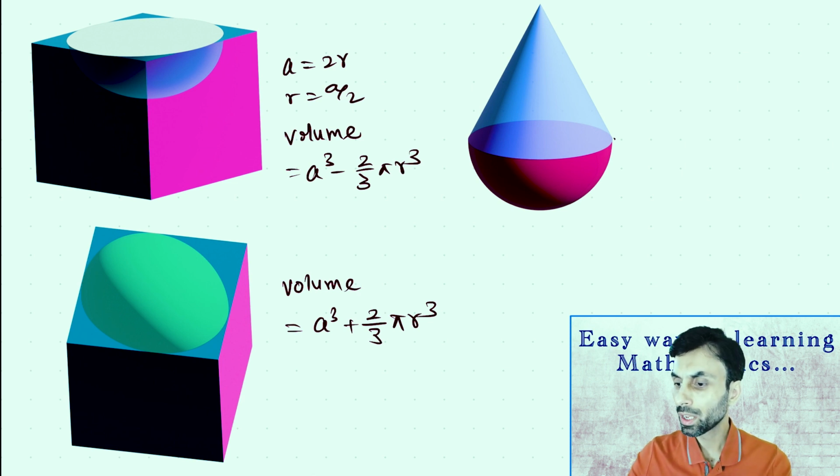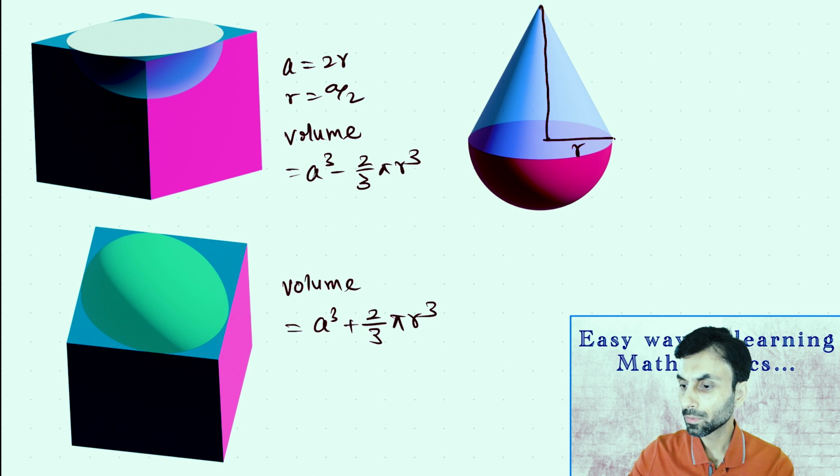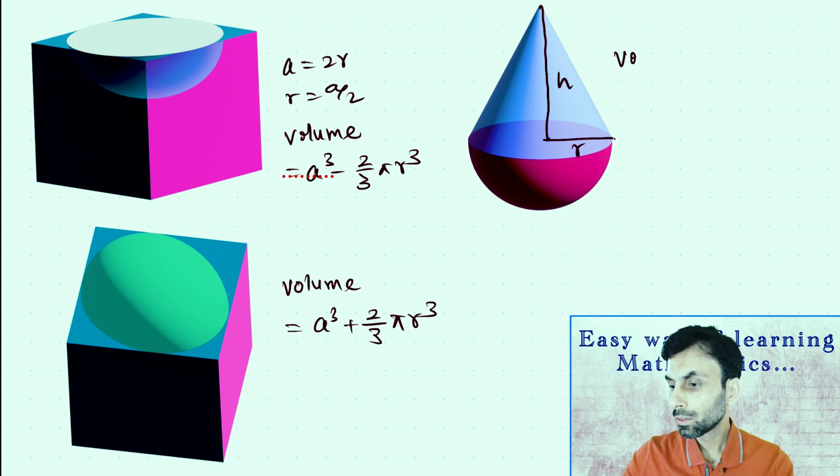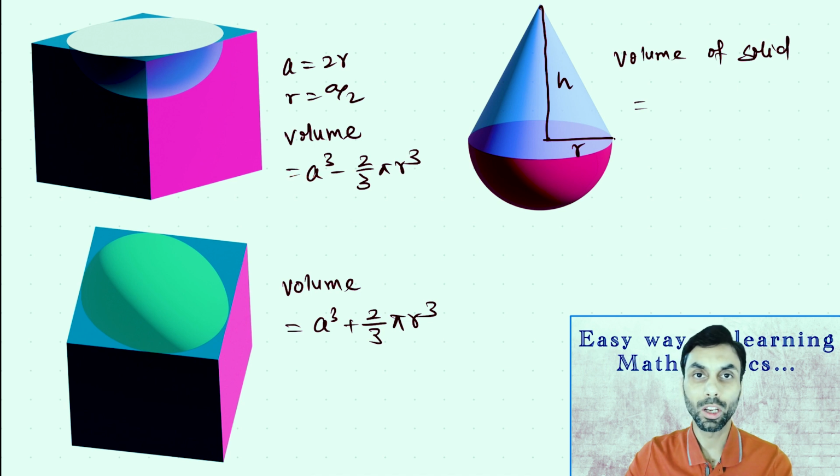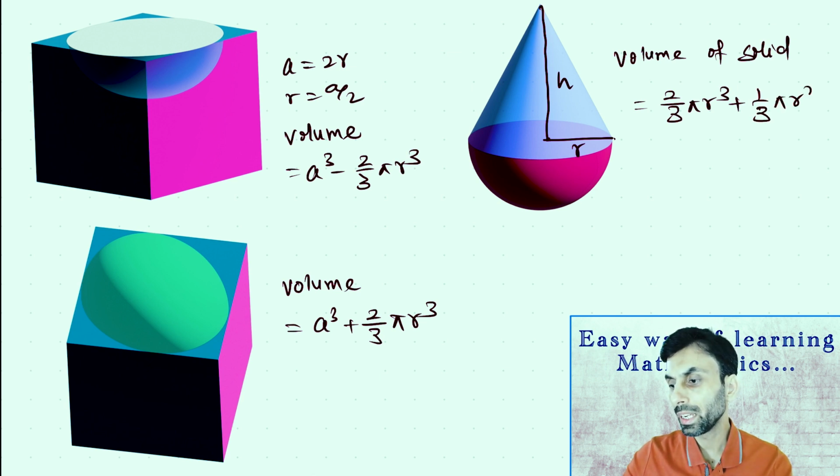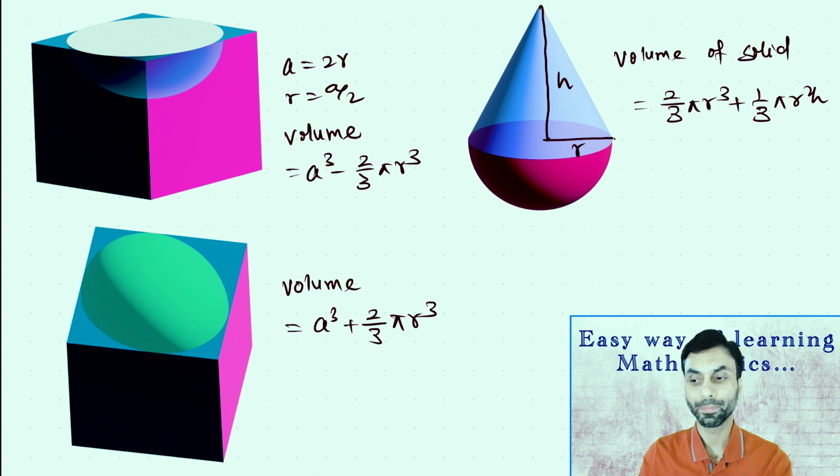In this case, if we take the radius of the cone and the hemisphere to be r, as it is the same, and the height to be h, then the volume of the solid will be equal to the volume of hemisphere, which will be 2 by 3 pi r cube, plus the volume of cone, which will be 1 upon 3 pi r square h.